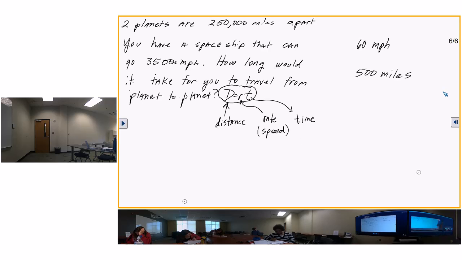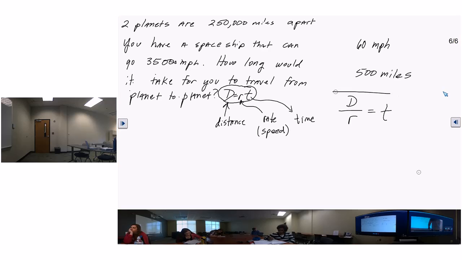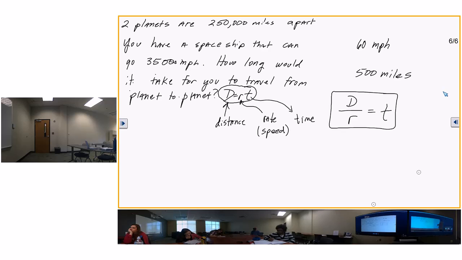So let's solve this formula for T. What are you going to do? How do you get rid of multiplying by R? You divide by R on both sides. So D divided by R is equal to T. So Miss Riddle, you were correct. You're going to divide the distance by the what? Rate. Speed. Or, yeah, rate.